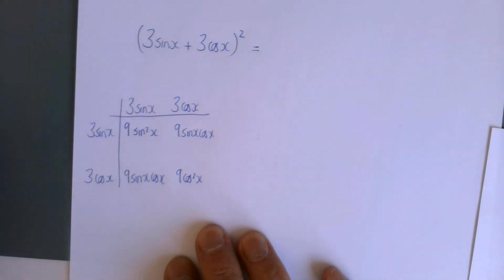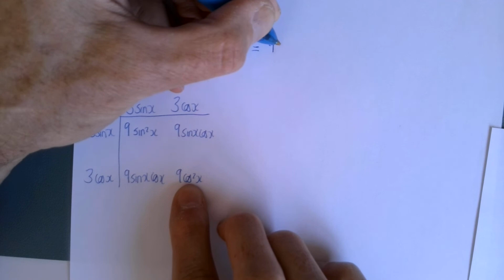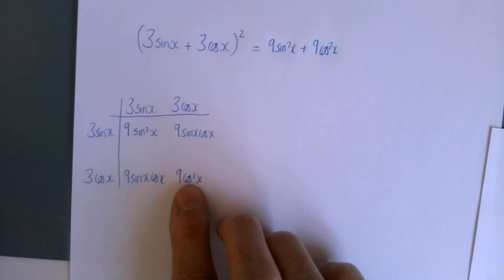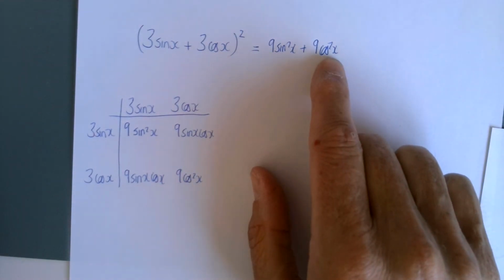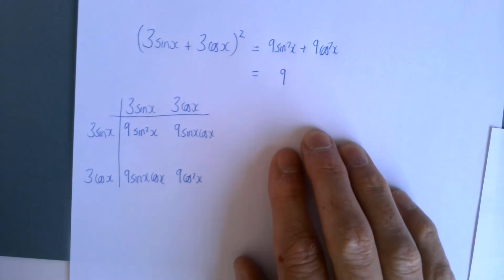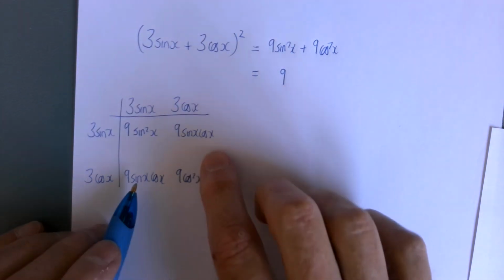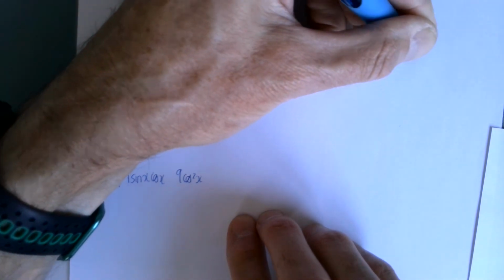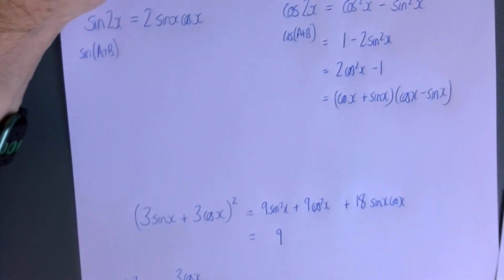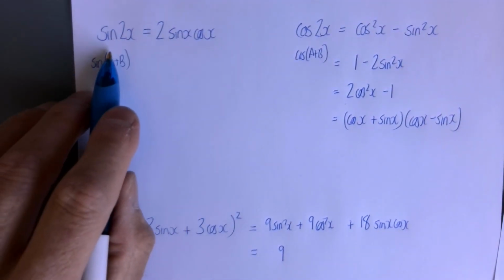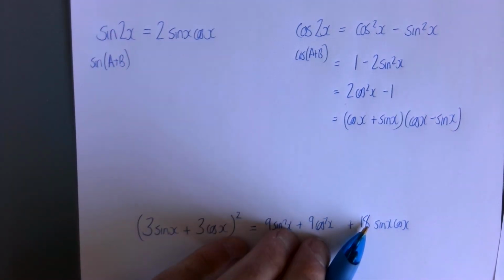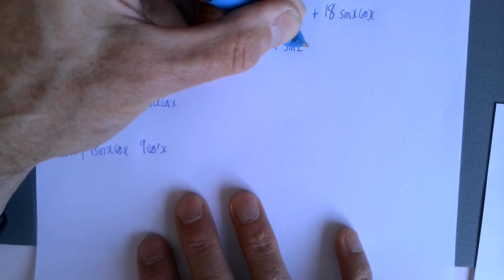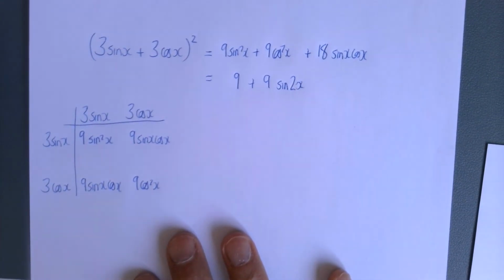So if I put those together, I've got 9 lots of sine squared x and 9 lots of cos squared x, which is 9 lots of sine squared plus cos squared, which is just 1. So that just becomes 9. And then I've got 9 sine x cos x, 9 sine x cos x, so that's plus 18 sine x cos x. But I remember that 2 lots of sine x cos x is sine 2x, so that is 9 times as much. So that is 9 lots of sine 2x. Okay.